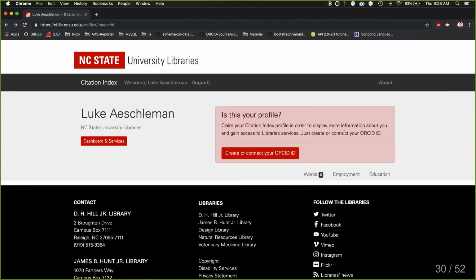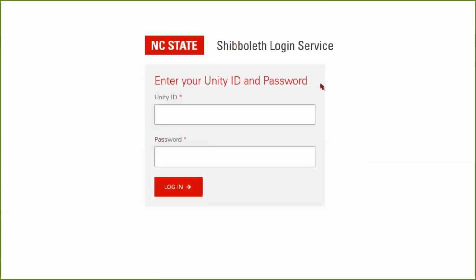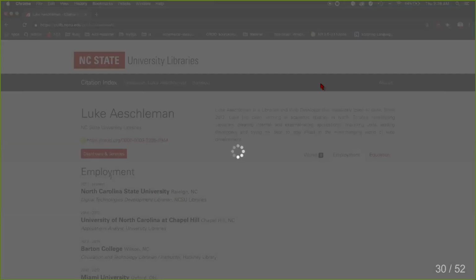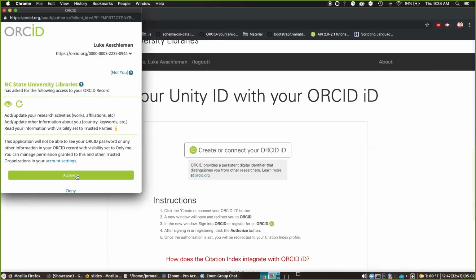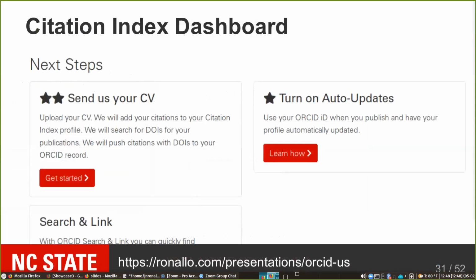But once you sign in to ORCID, here we go. In a pop-up window, you authorize our integration, and that's it. And just with this, we can harvest their work, employment history, and education from ORCID, and they're ready to begin using our services.